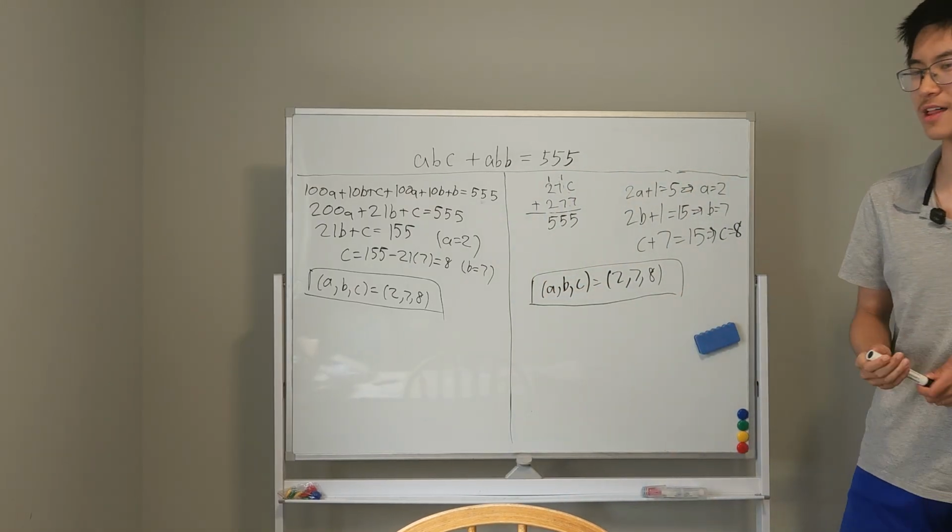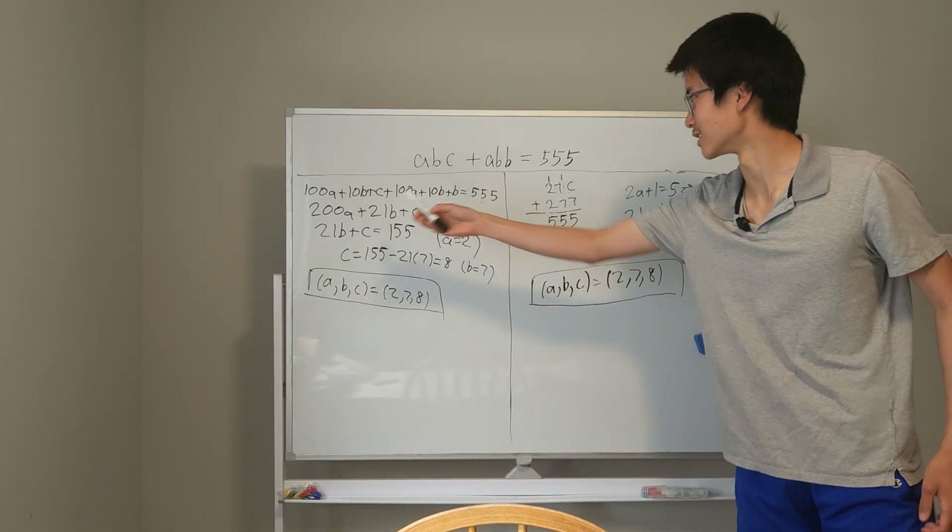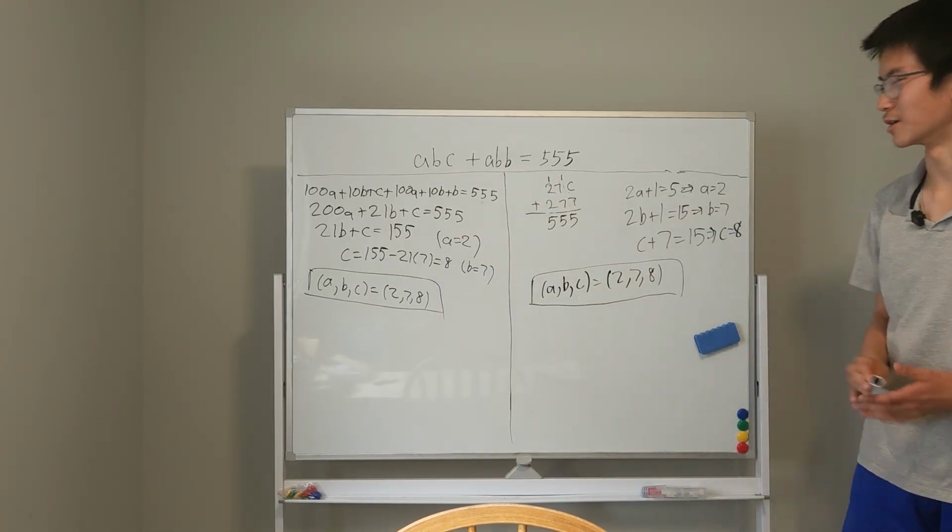So yeah, these are two methods. One of them is looking at this horizontally. The other one is going down vertically.